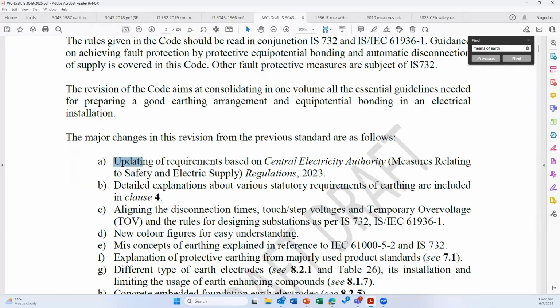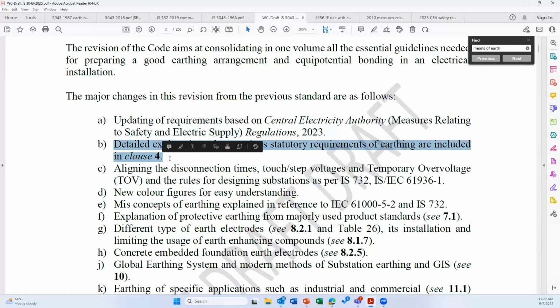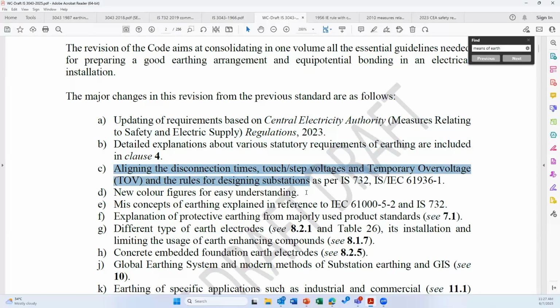Similarly, the code of practice has been updated based on the new definitions in the CEA regulation. In clause 4, there is a detailed explanation which talks about the statutory requirements of earthing. Statutory means the legal requirements of earthing. It also aligns the disconnection times, step and touch voltage as per the new standards. Color figures for easy understanding have been given.